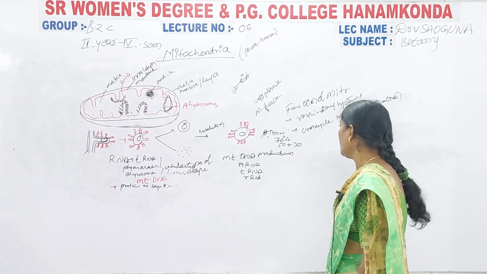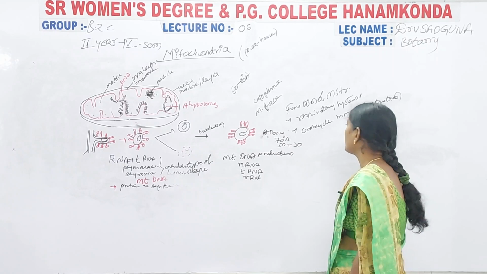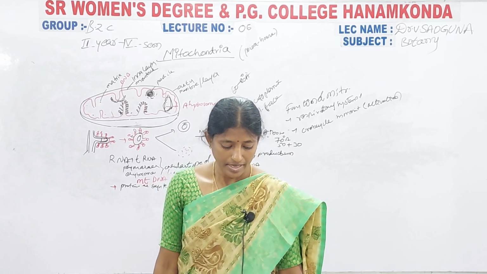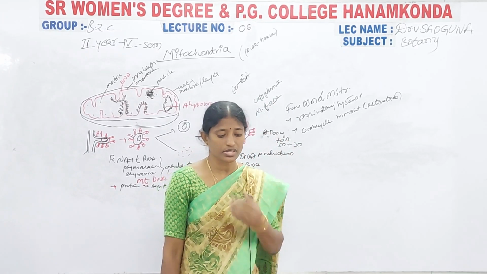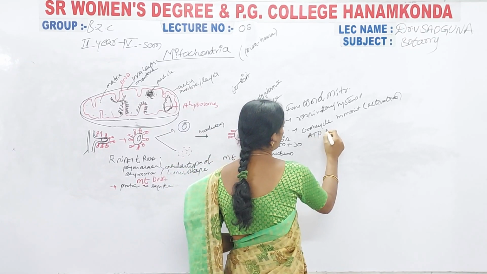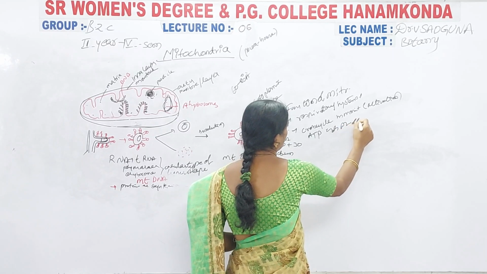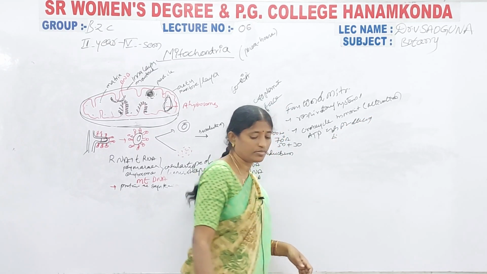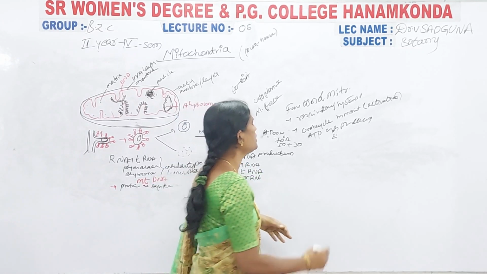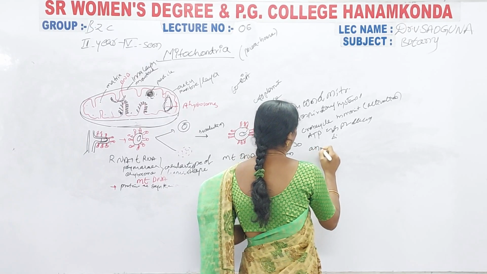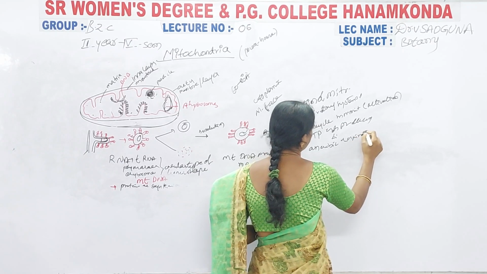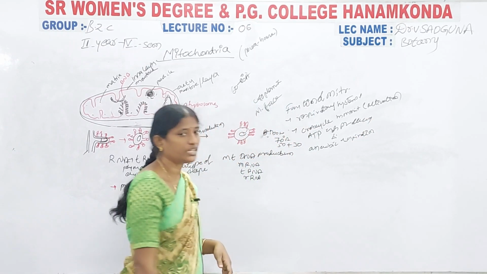It is also used for the activation of the Krebs cycle. ATP is also produced by the synthesis. Five percent of the ATP is produced during anaerobic respiration.